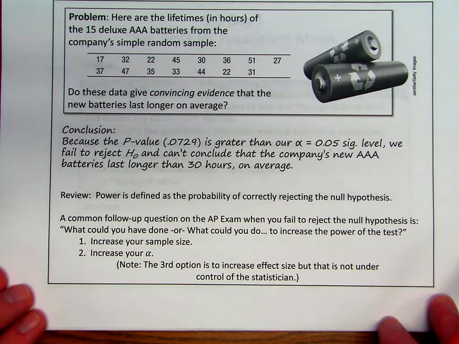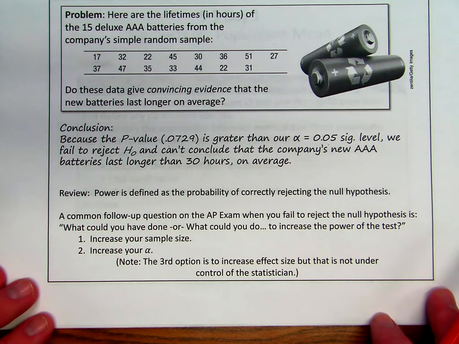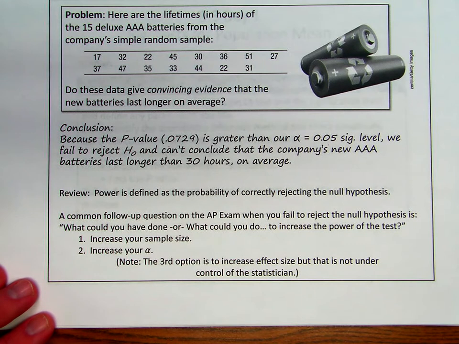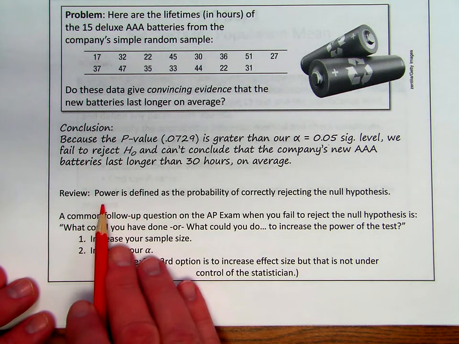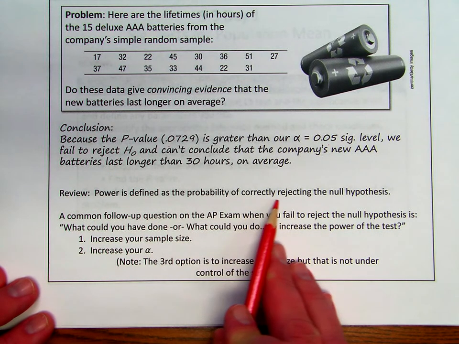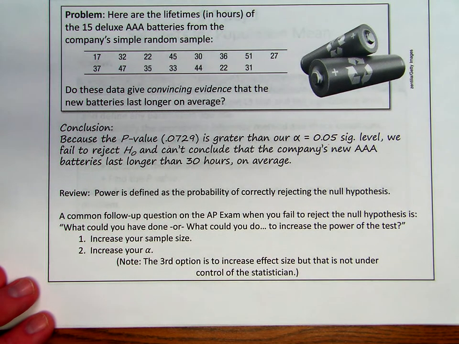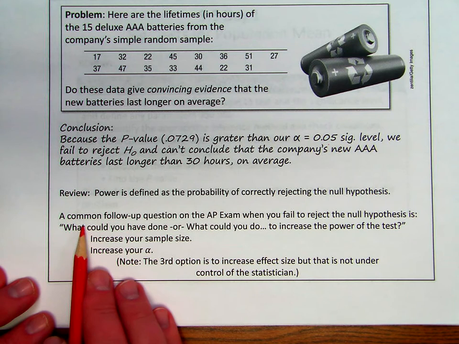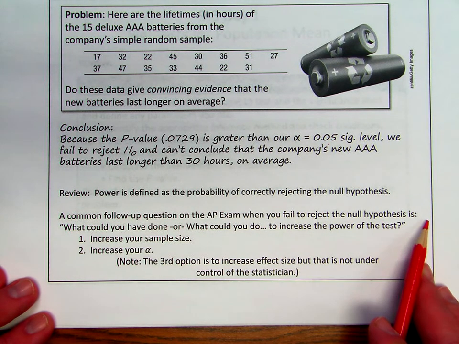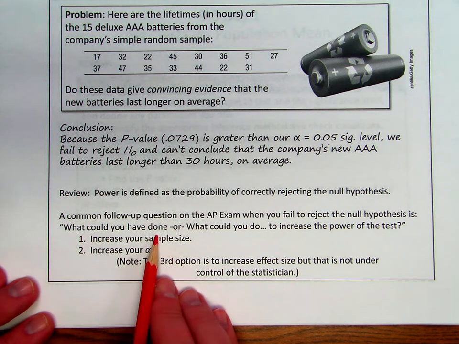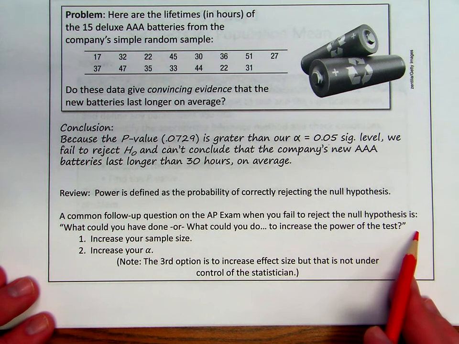All right, another follow-up question that could be posed in a situation where you fail to reject the null hypothesis is to talk about power. As a reminder, power is defined as the probability of correctly rejecting the null hypothesis. So, a common follow-up question on the AP exam when you fail to reject the null hypothesis is, what could you have done or what could you do to increase the power of the test?